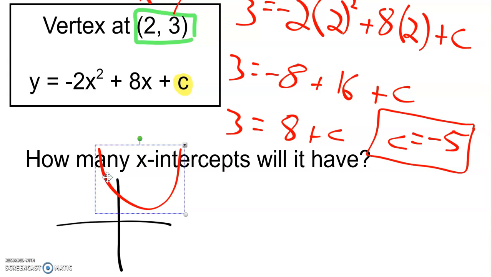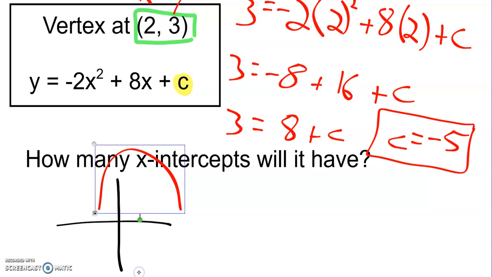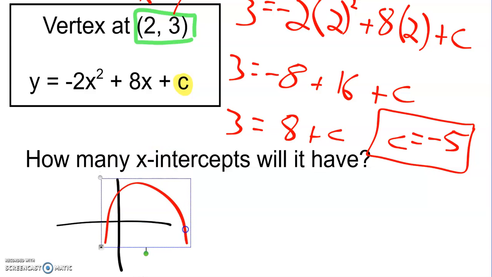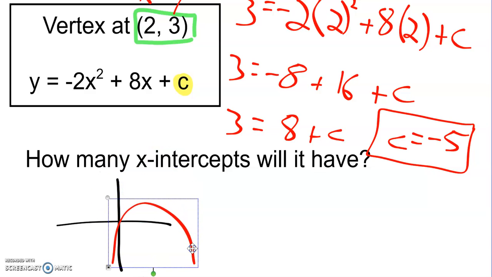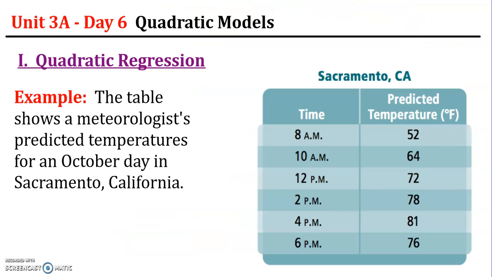If I take what I know about this parabola in particular, I know that it opens downward because my a value is negative, and they told me my vertex is (2, 3), so my vertex would be somewhere in that first quadrant. So if it opens down with the vertex above the x-axis, then we're going to have exactly 2 x-intercepts. All right, onward we go.